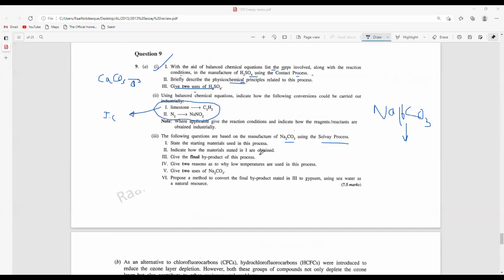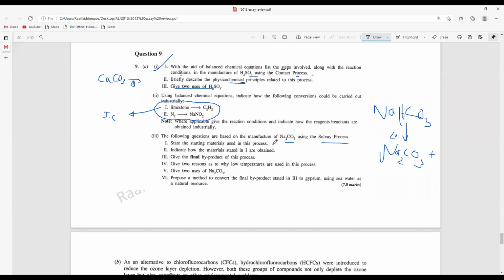Right, so this is about sodium carbonate and the Solvay process. So we know typically we don't get sodium carbonate directly. So we come from sodium bicarbonate, then we heat it. The main product is sodium carbonate when you heat sodium bicarbonate. But instead of having only sodium carbonate, there is a byproduct that is always formed, that is calcium chloride. So remember about that one as well in the process, right? So state the starting materials used.